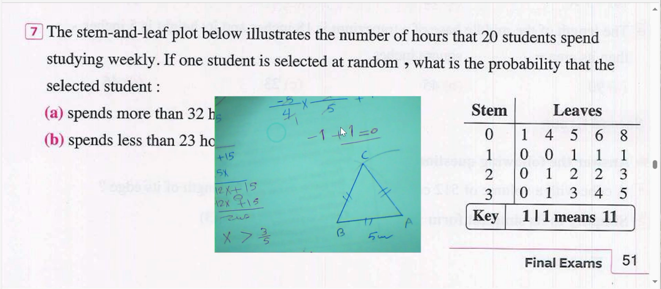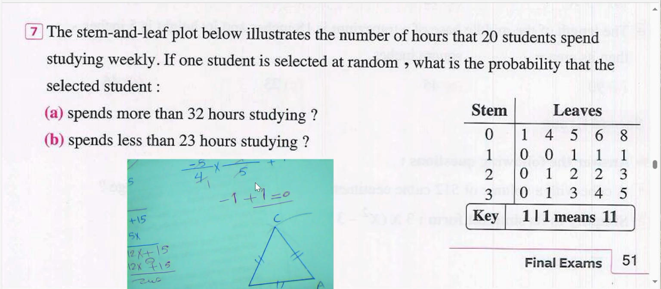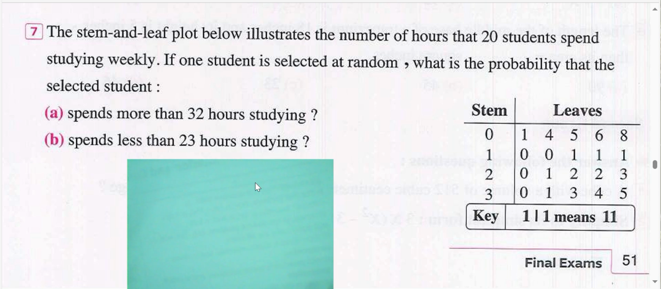Blue illustrates the number of hours. It shows here the hours of 20 students studying weekly. The study hours of the students during a week. If one student is selected randomly, what's the probability that he spends more than 32 hours studying?